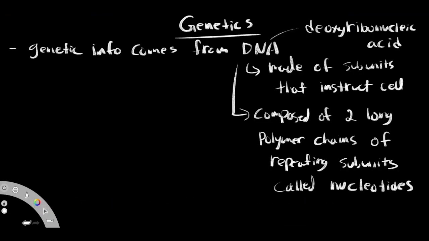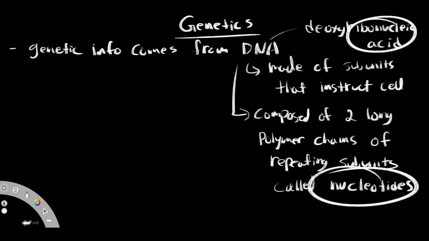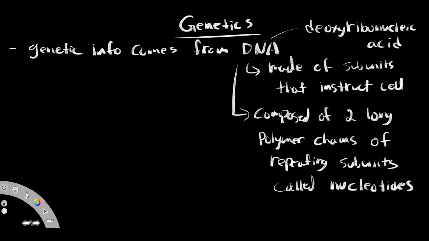Remember, amino acids make up protein, monosaccharides make up disaccharides, disaccharides make up polysaccharides for the sugars, glycerols and fatty acids make up a bigger fat molecule like a triglyceride. Nucleotides make up nucleic acids. In particular, what we're going to be focusing on right now is the deoxyribonucleic acid.